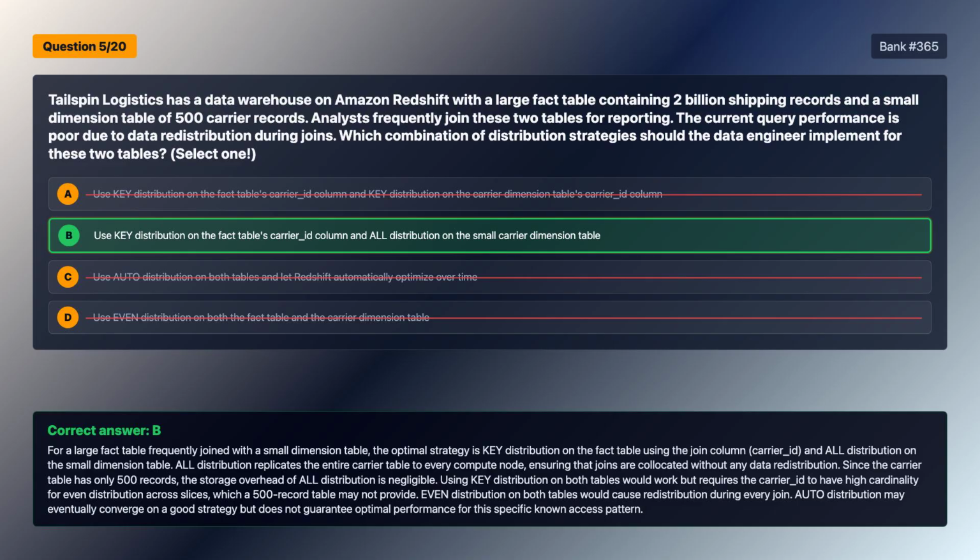Using key distribution on both tables would work, but requires the carrier id to have high cardinality for even distribution across slices, which a 500 record table may not provide. Even distribution on both tables would cause redistribution during every join. Auto distribution may eventually converge on a good strategy, but does not guarantee optimal performance for this specific known access pattern.